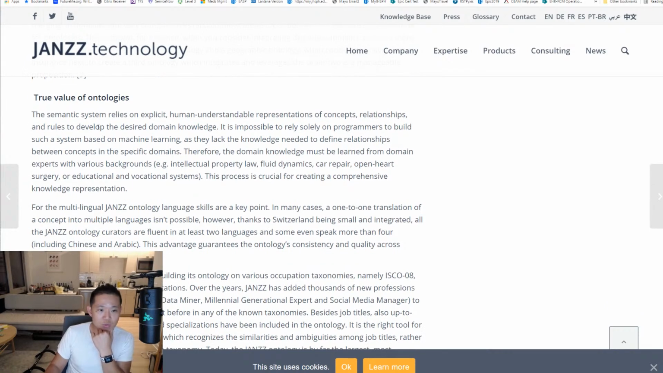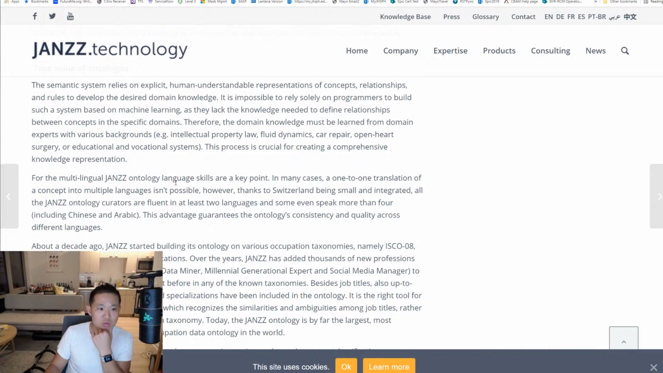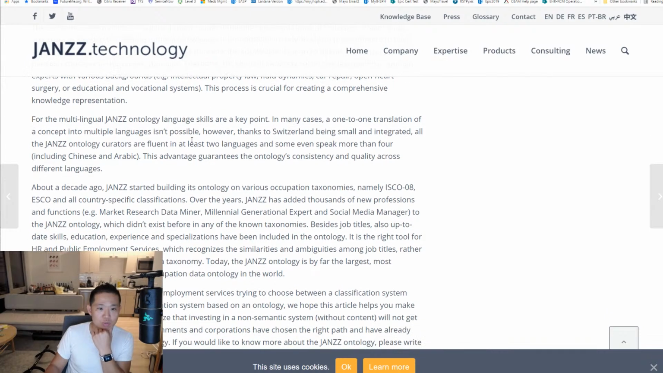The semantic system relies on explicit, human understandable representations of concepts, relationships, and rules to develop the desired domain knowledge. It is impossible to rely solely on programmers to build such a system based on machine learning, as they lack the knowledge needed to define relationships between concepts in the specific domains. Therefore, the domain knowledge must be learned from domain experts with various backgrounds: intellectual property law, fluid dynamics, car repair, open heart surgery, or education and vocational systems. This process is crucial for creating a comprehensive knowledge representation.